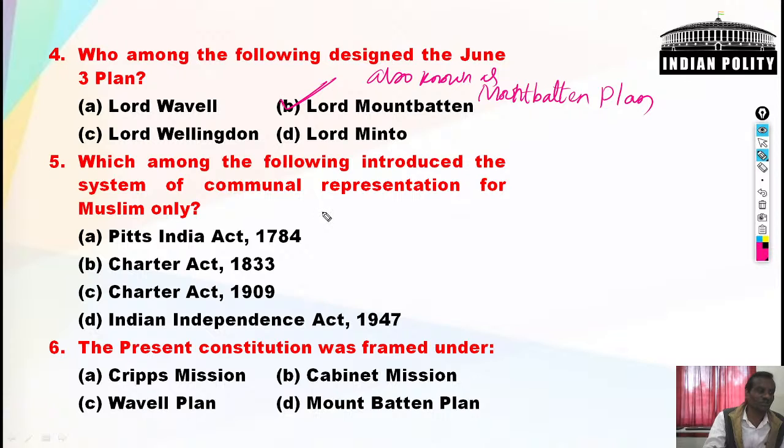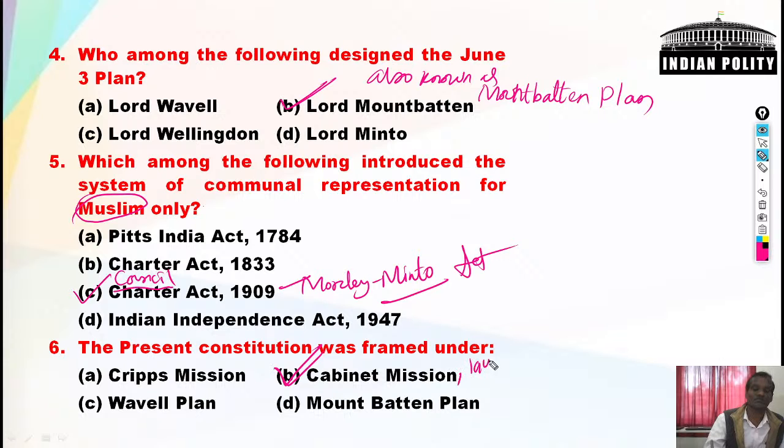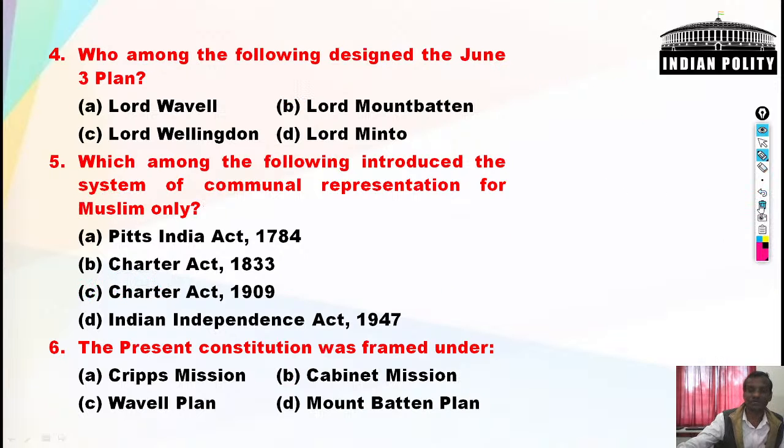Which among the following introduced the system of communal representation for Muslims only? That is 1909, so that is the Council Act, introduced in 1909, the Morley-Minto Reforms Act. The present constitution was framed under the Cabinet Mission of 1946. So that is number 6, answer is B. Answer is C and B.